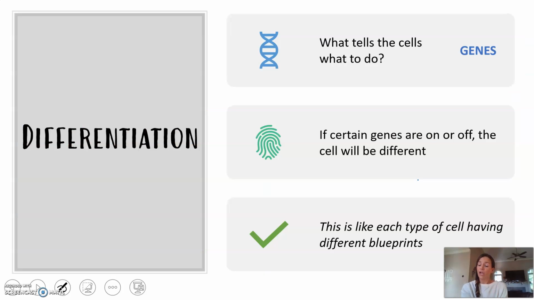All right, so we've talked about in general how cells divide, but there's also a little bit of differentiation, right? Because not every cell in your body is exactly the same and does the same thing. So genes are going to tell the cells what to do. And depending on if these genes are on or off, depends on what type of cell it is. So it's kind of like blueprints, right? So if you live in a neighborhood, chances are every single house in the neighborhood is not 100% identical. They're a little bit different in their own way based on those blueprints.